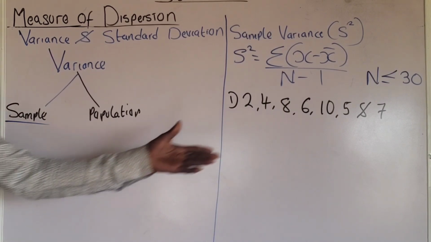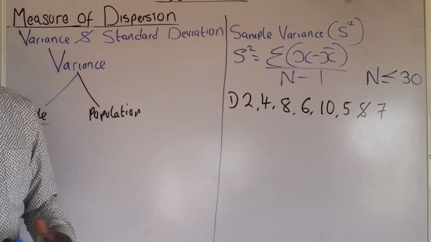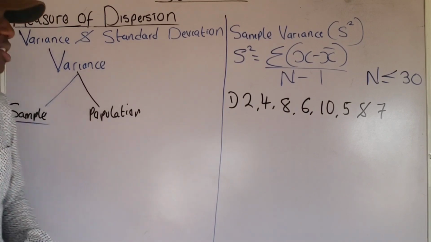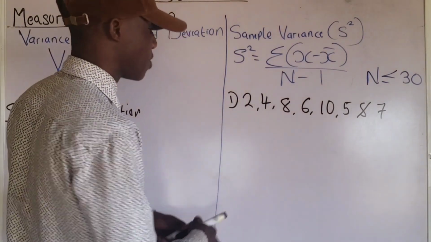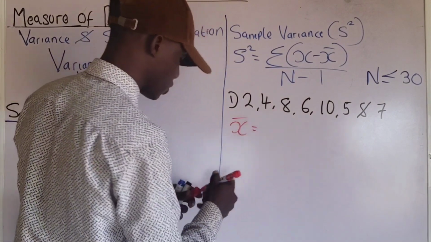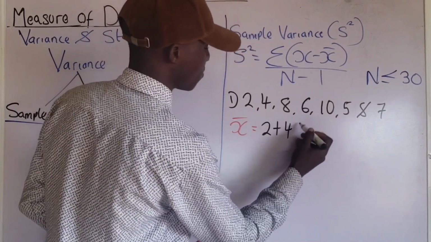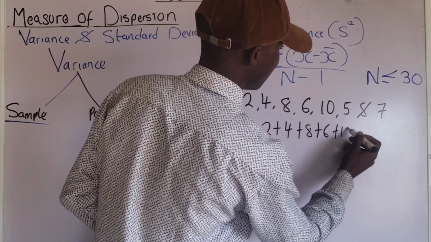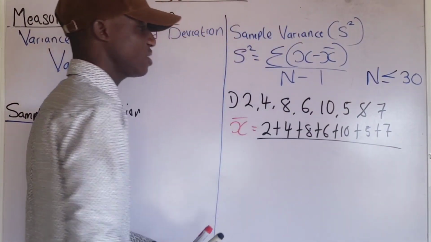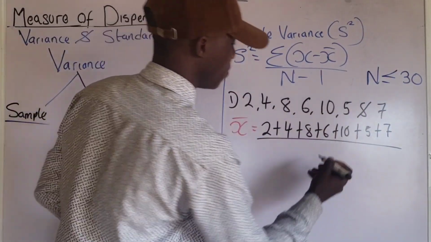Okay. x are the samples that were given. You understand? So x bar is the mean of the sample, so you have to determine the mean. The mean is the sum of all the samples over the total number of samples. So if I want to calculate the mean of this data, x bar is equal to the sum of all the samples: 2 plus 4 plus 8 plus 6 plus 10 plus 5 plus 7, all over the total number of samples: 1, 2, 3, 4, 5, 6, 7. That is 7. So this is all over 7.